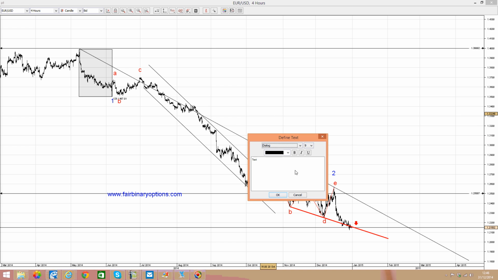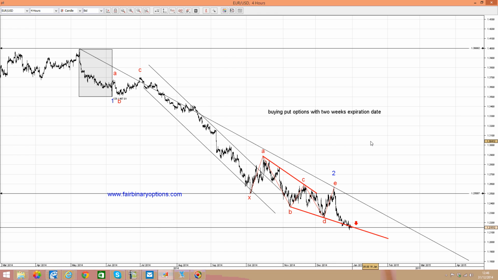So let's write here on the screen that I'm buying put options with 2 weeks expiration date. So that would be something like middle of January if you want.